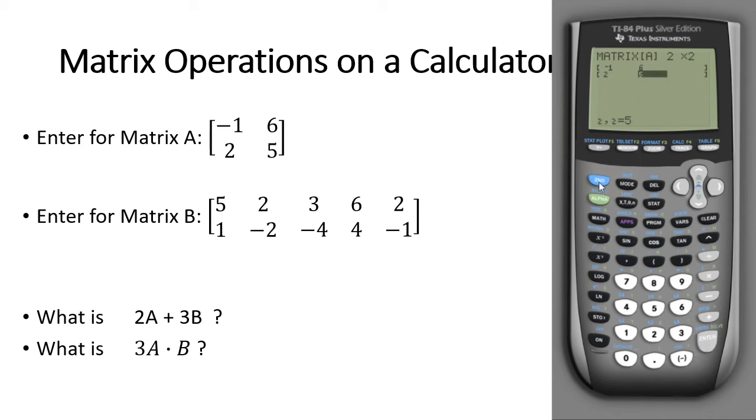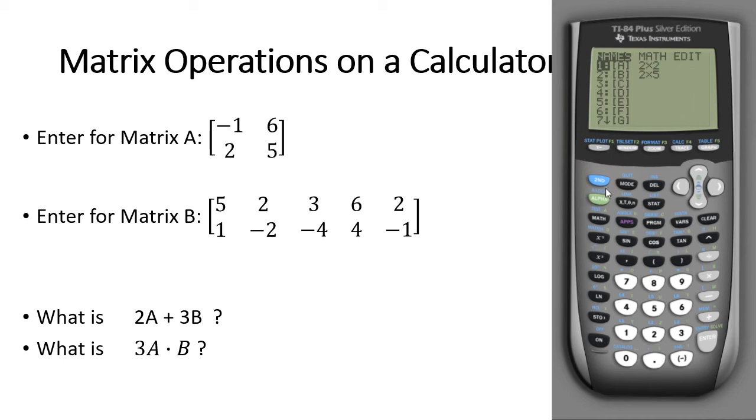Okay. Now, if we want to enter another matrix, you just go back to matrix mode and go to B. Now we're going to enter matrix B. This was a 2 by 5 matrix. And the data is 5, 2, 3, 6, 2, 1, -2, -4, 4, -1. Okay, so that is matrix B now, right? If we go back into our matrix menu, we see that A is a 2 by 2 matrix and B is a 2 by 5 matrix.